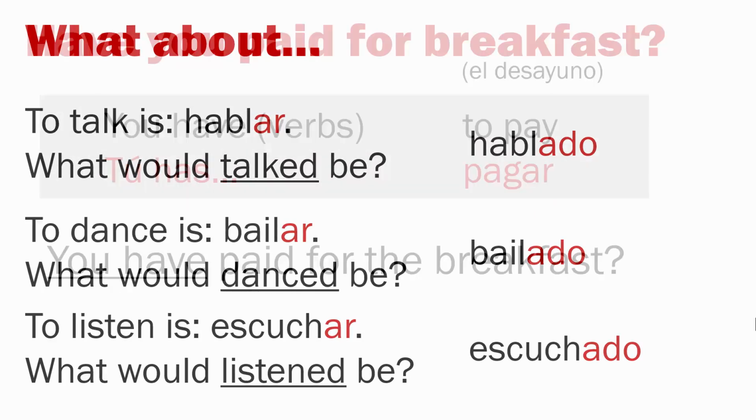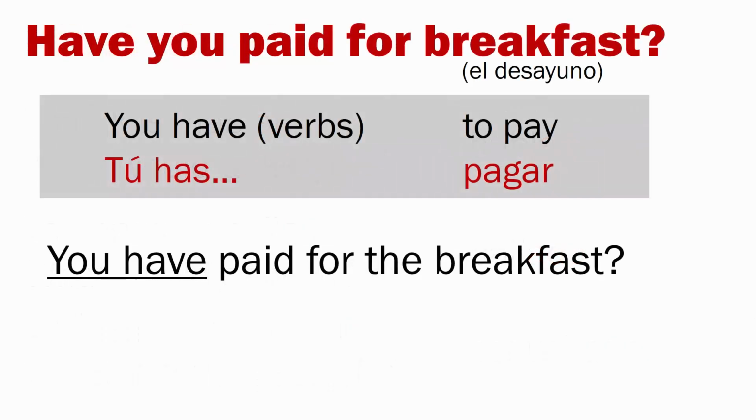Let's go back to the task at hand. Remember, you have in Spanish is tú has. But oftentimes, as we said, the tú will not be used. So you have would just simply be has. And keeping in mind that the structure will be something like, you have paid for the breakfast, with a rising tone in your voice. You have paid for the breakfast?